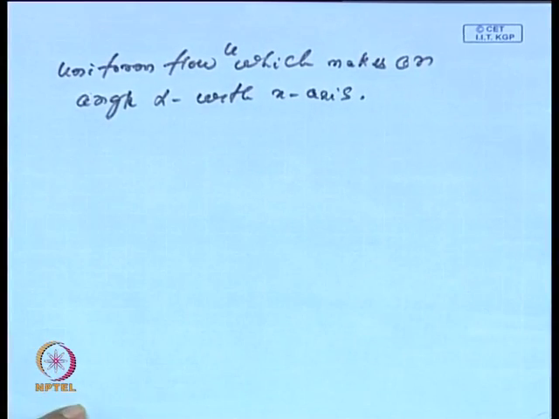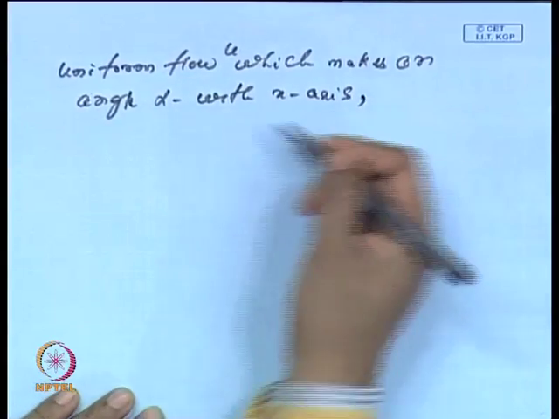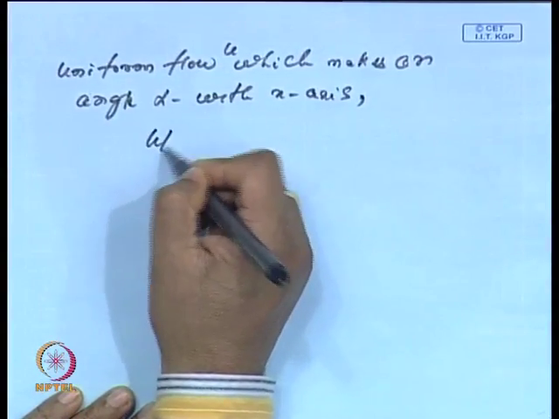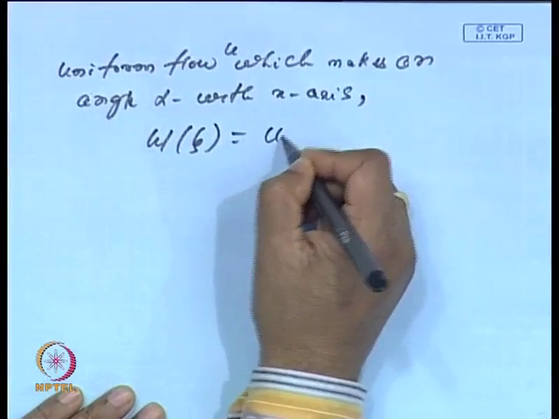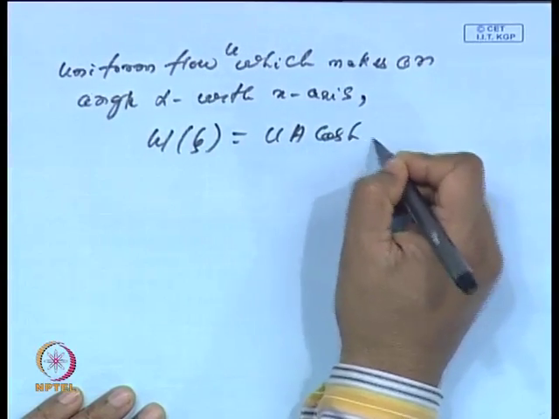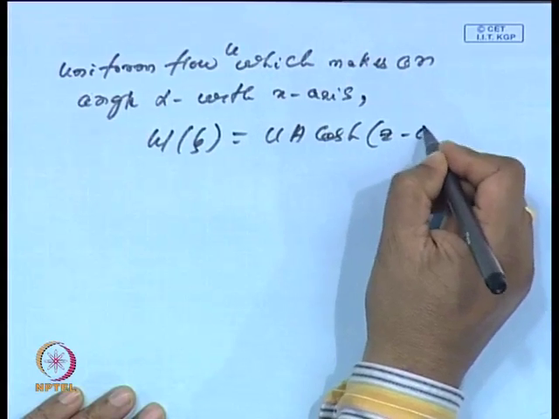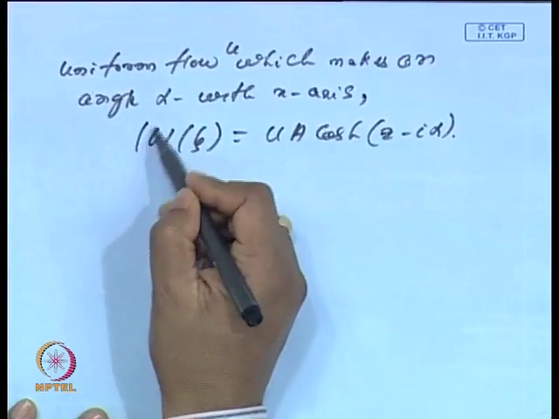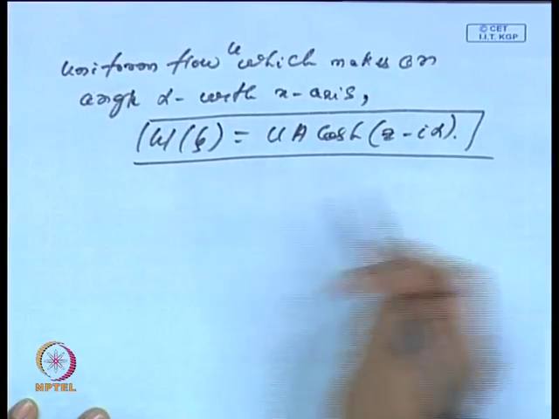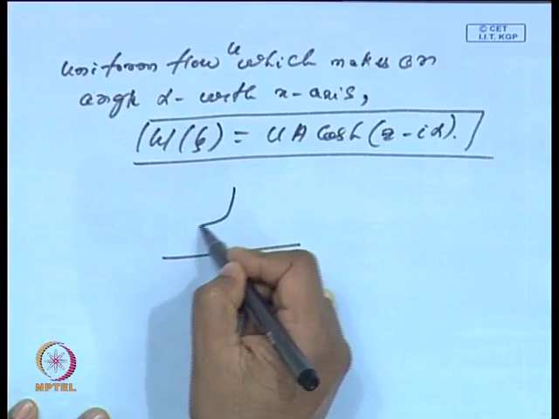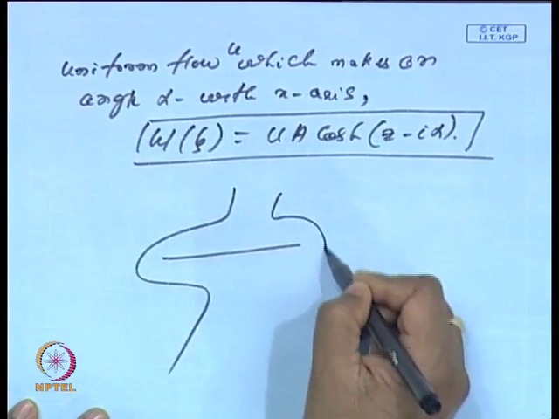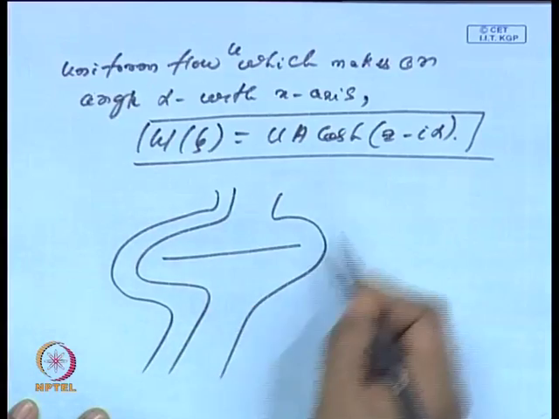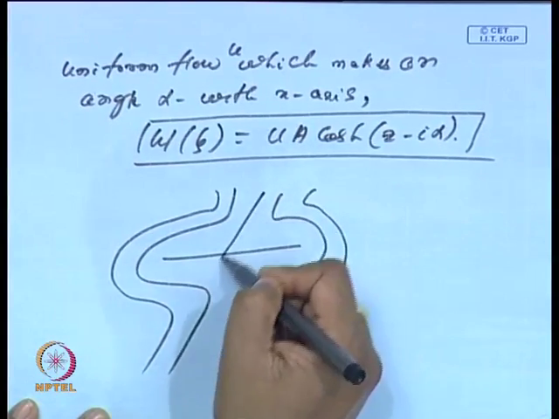then if I have a plate, the flow past a plate will be w of zeta, and that will give you u a cos hyperbolic z minus i alpha, because x naught will be 0 here. So this will be the uniform flow past a plate. Here, that means if I have a plate, the fluid is moving like this, so this is the direction of flow.